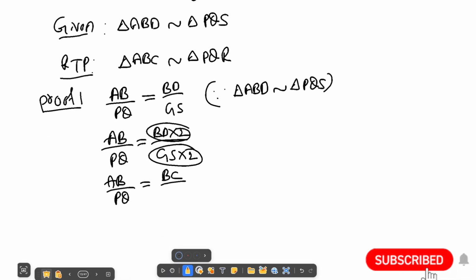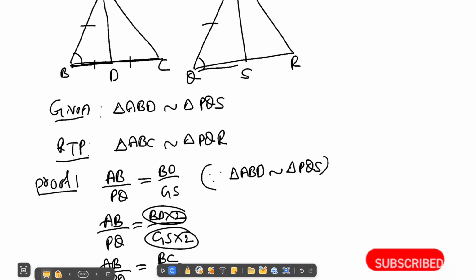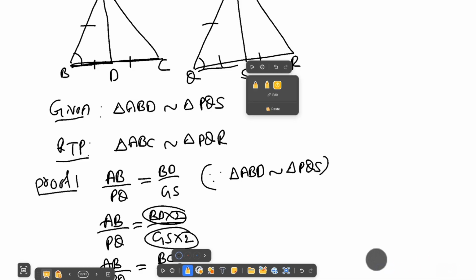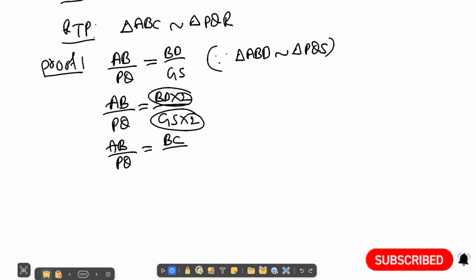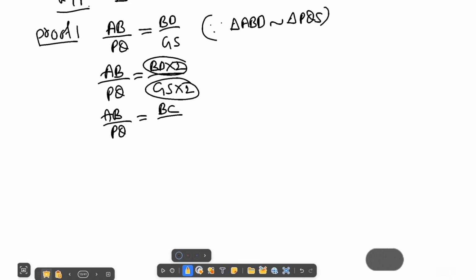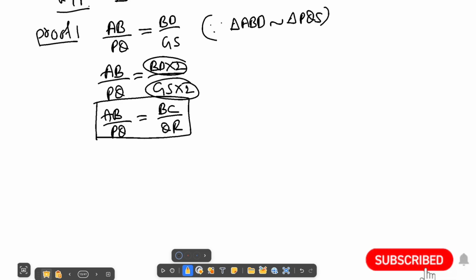Next, 2 times of QS. As this QS is equal to SR because S is the midpoint, therefore 2 times of QS will be equal to QR. So we proved it. Next, we know that angle B is equal to angle Q.